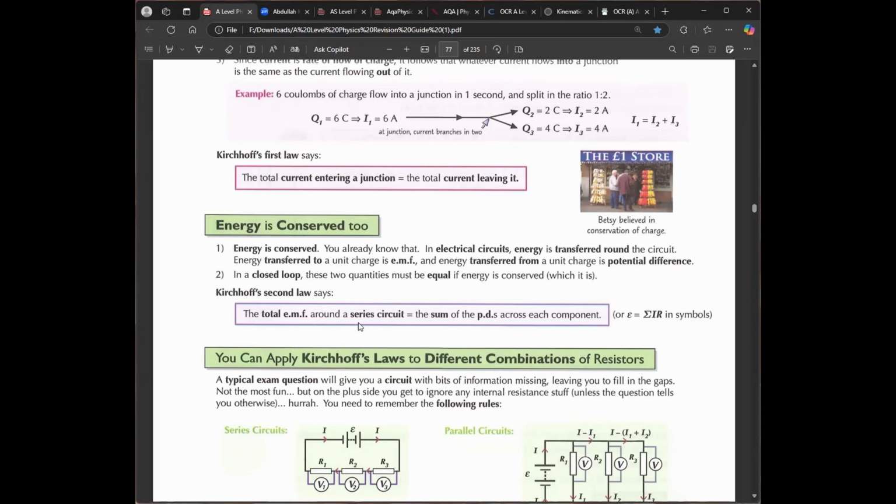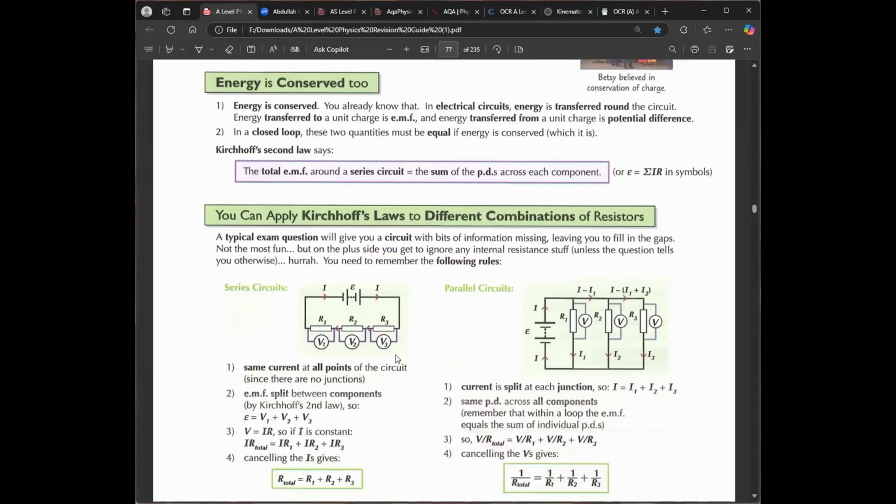So total EMFs in a series circuit would be equal to the sum of all the potential differences across each component. So that's Kirchhoff's second law. It talks about the conservation of energy, which means conservation of potential difference. Kirchhoff's first law talks about the conservation of charges, which means they're talking in terms of current. Does that make sense? I'm assuming it does.